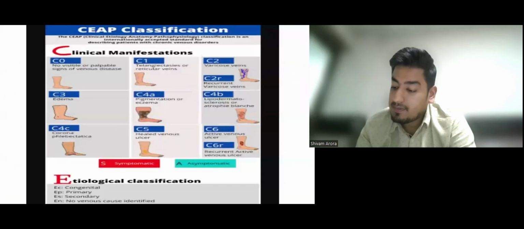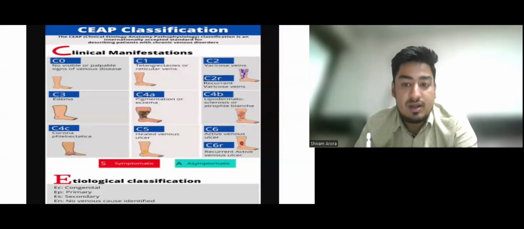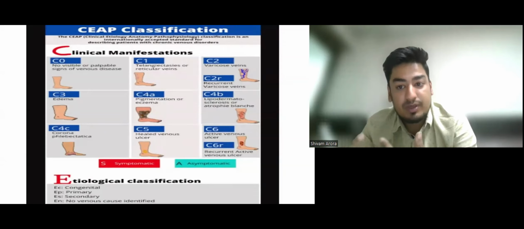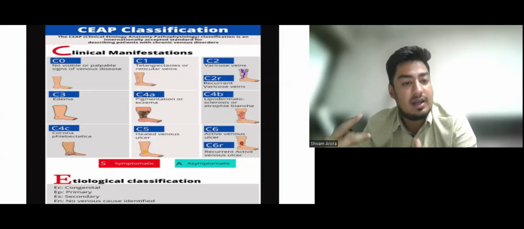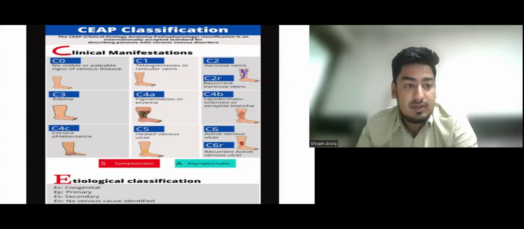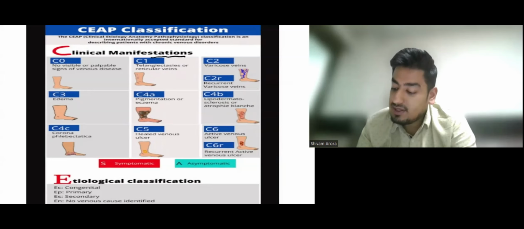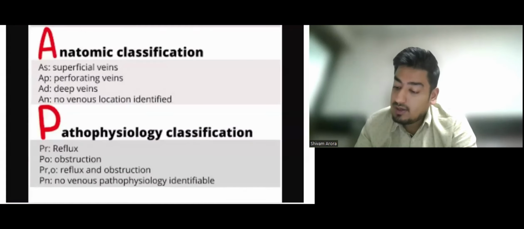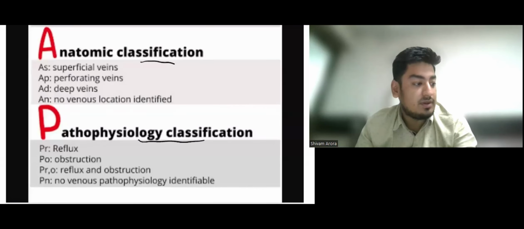Okay? Then this CEAP classification. So ये classification जब मैंने नीट पीजी का एग्जाम दिया था तब भी पूछी गई थी, जब मैंने यूपीएससी सीएमएस का एग्जाम दिया था तब भी आई थी, एंड आईएनआई-सेट के एग्जाम में भी आई थी. Okay, then we'll discuss about this. So C for clinical manifestation, E for etiological, A for anatomical, and P for pathophysiological.